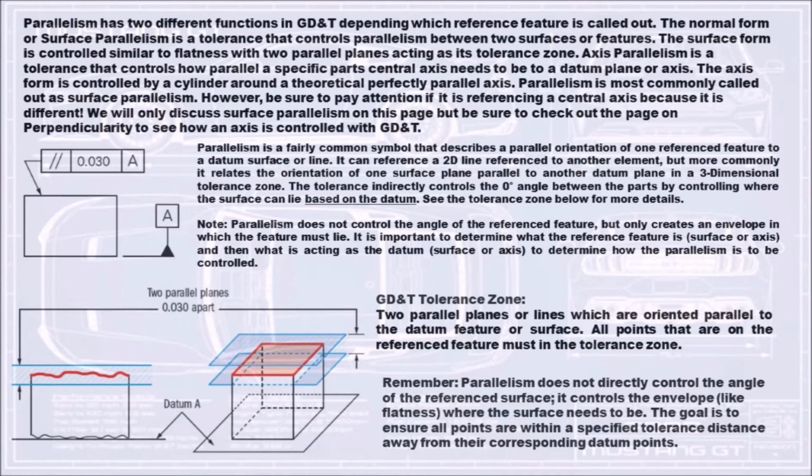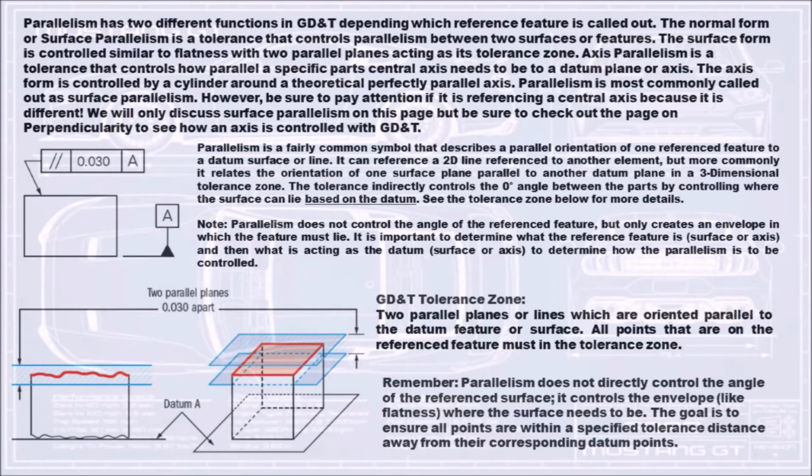Parallelism is a fairly common symbol that describes a parallel orientation of one referenced feature to a datum surface or line. It can reference a 2D line referenced to another element, but more commonly it relates the orientation of one surface plane parallel to another datum plane in a three-dimensional tolerance zone. The tolerance indirectly controls the 0 degrees angle between the parts by controlling where the surface can lie based on the datum. See the tolerance zone below for more details. Note, parallelism does not control the angle of the referenced feature, but only creates an envelope in which the feature must lie.